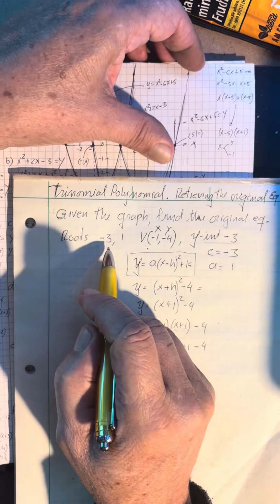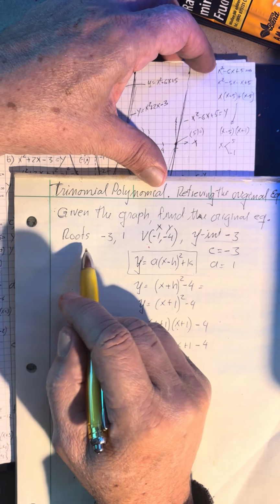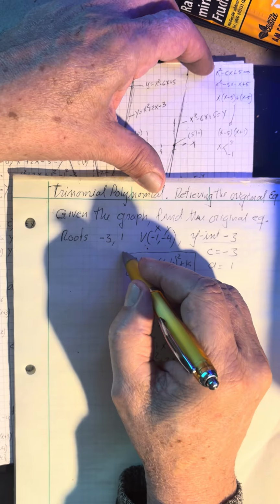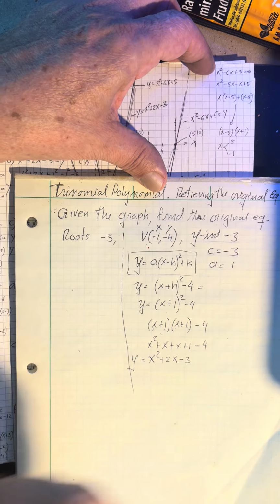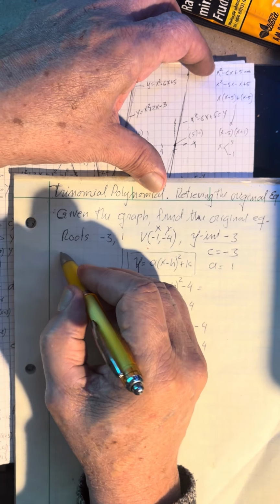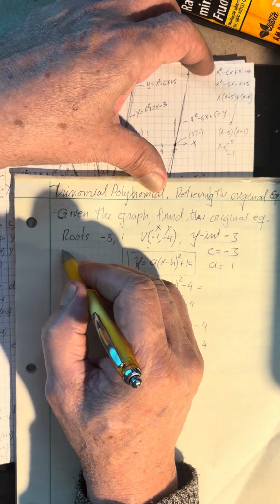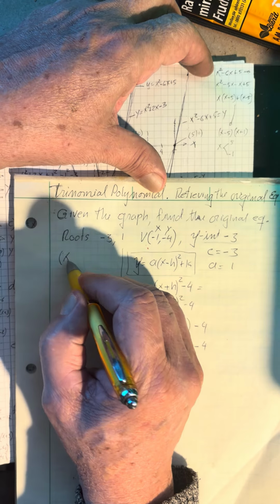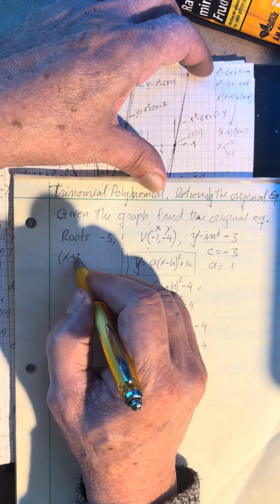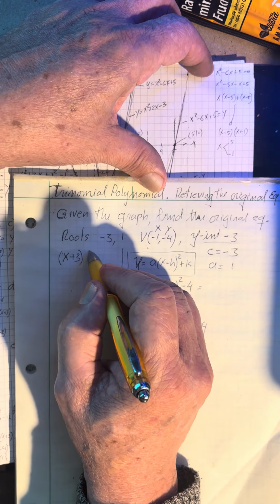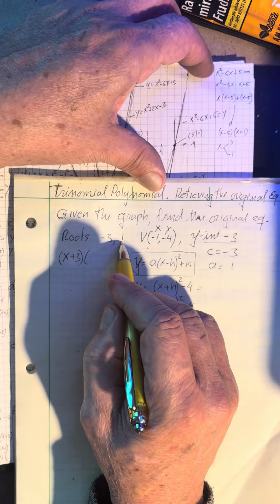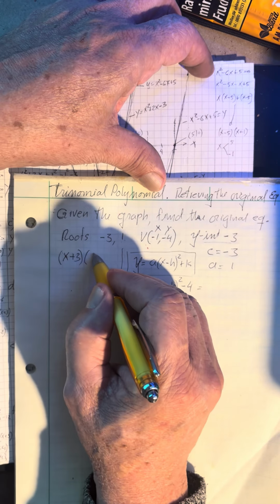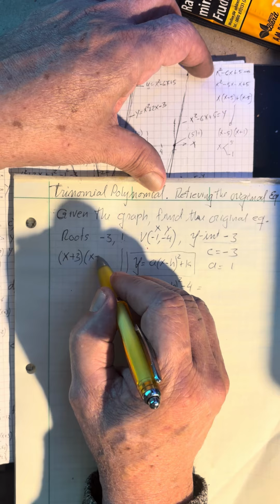What about if we use the factor form? In order for the roots to be minus 3, this has to be plus 3. And on this one, in order to be 1, this one has to be minus 1.